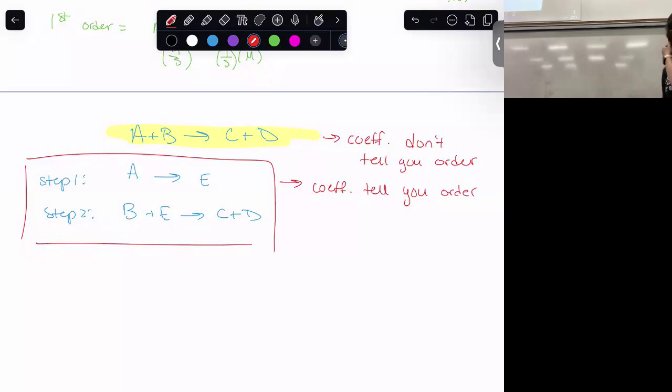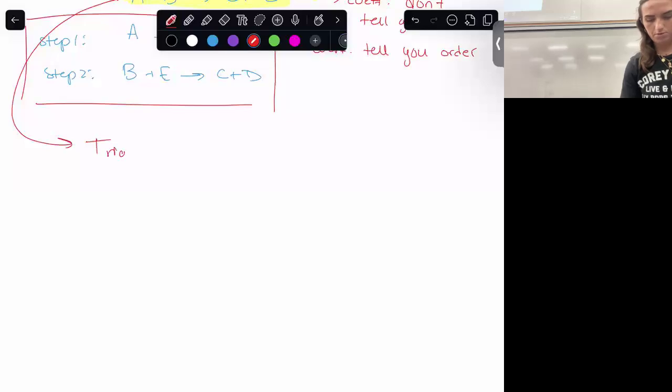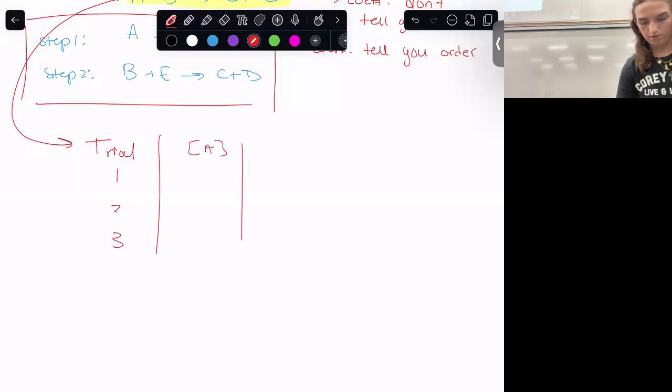What's the way to find the order in the overall reaction? If you're just given A plus B goes to C plus D, then it brings you down to trials 1, 2, 3, and you're given concentrations of A, concentrations of B, and rates.